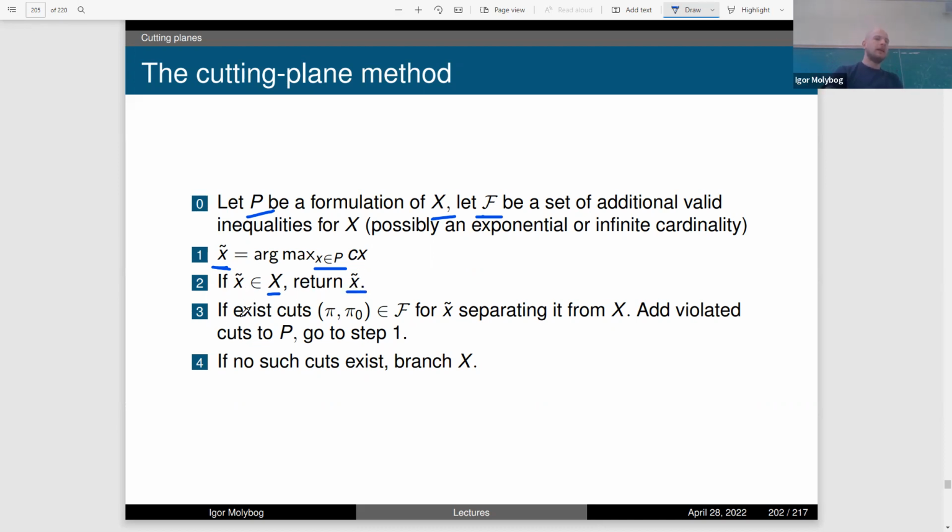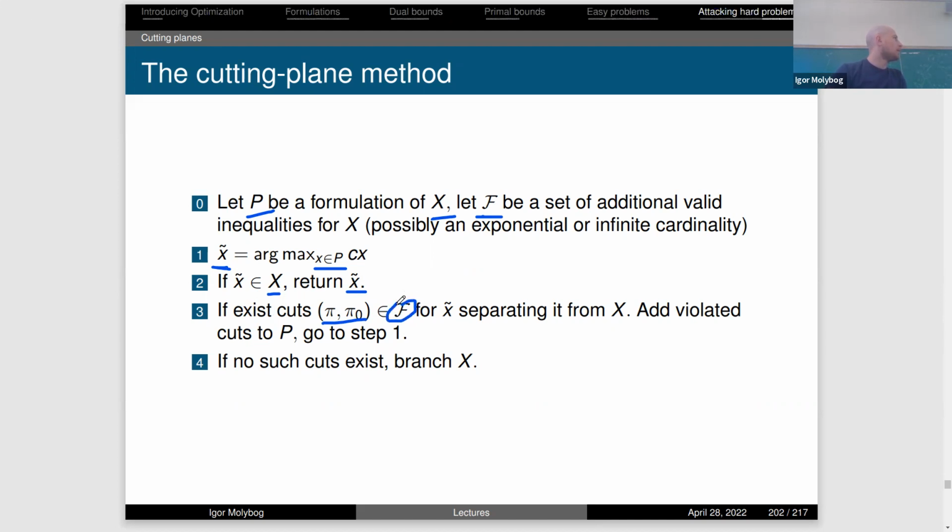If it's not, then we should find at least one or several cutting planes, cuts, P0, that we will be looking for in set F, such that these cutting planes cut off our X tilde, separating it from our original set of valid points X. We add violated cuts to P, and then we resolve the LP relaxation.